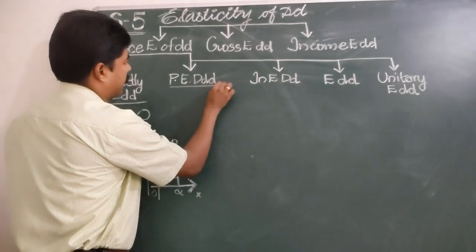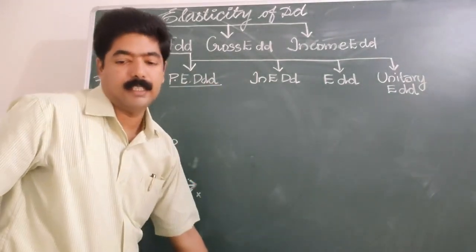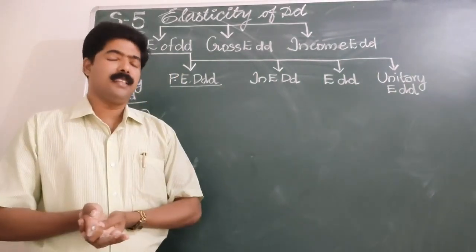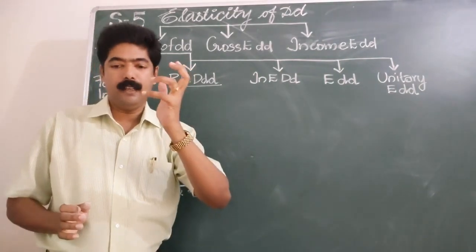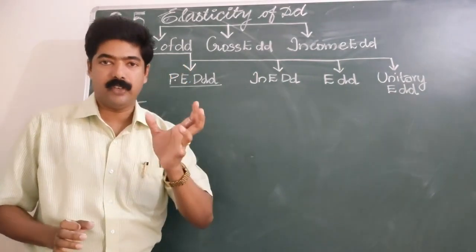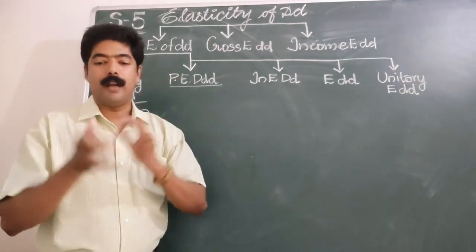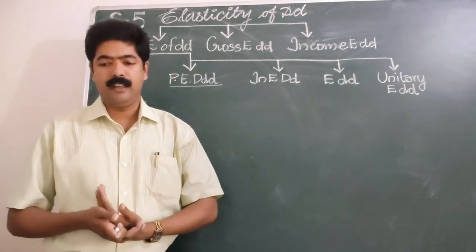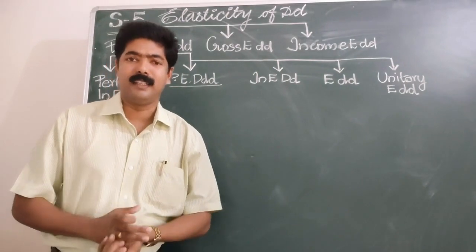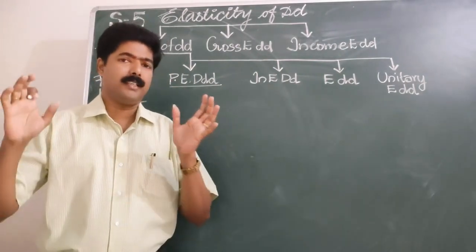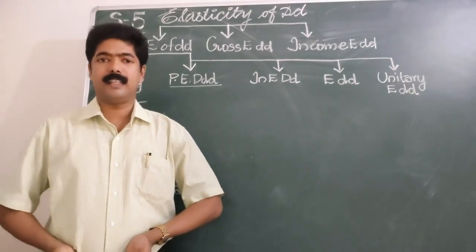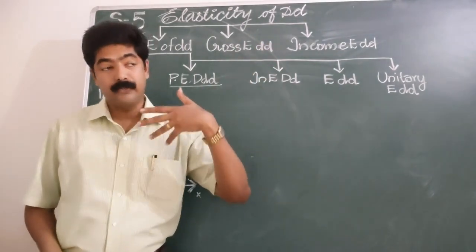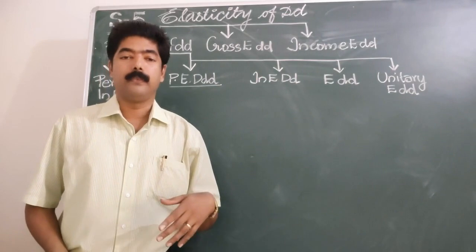that is perfectly elastic demand. What is meant by perfectly elastic demand? Perfectly elastic demand is when a small change in its price results in an infinite change in its quantity. It is purely an imaginary concept, a rare phenomenon in the economy. So we do not pay much attention to this, as it is considered rare that a slight change in price may cause an infinite change in the quantity demanded of a commodity.